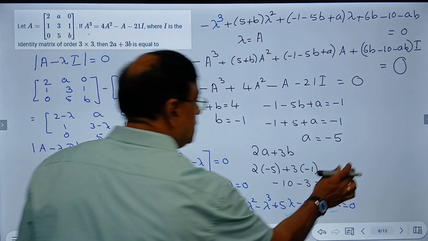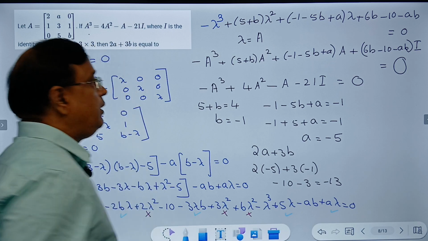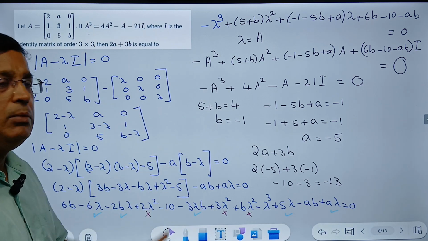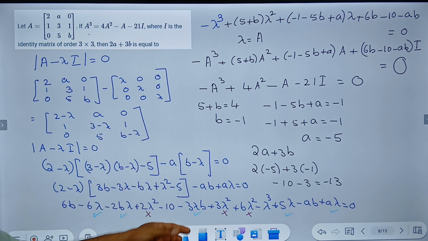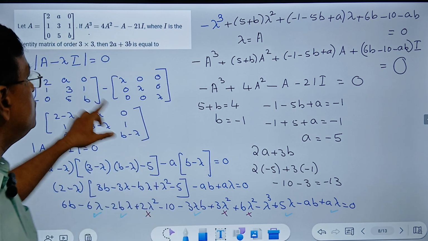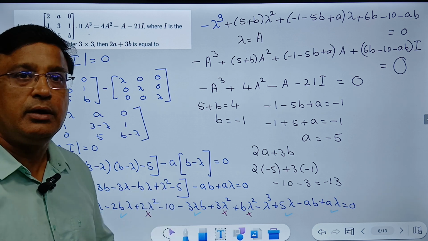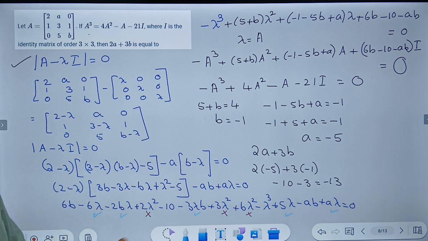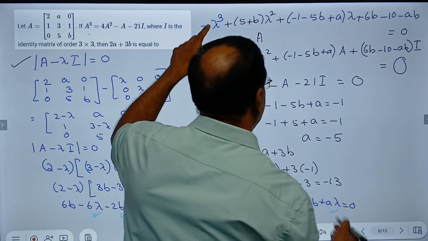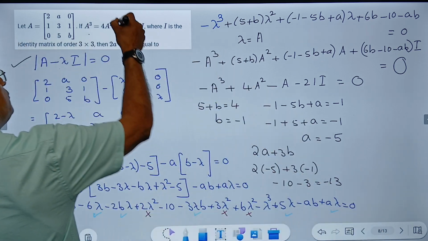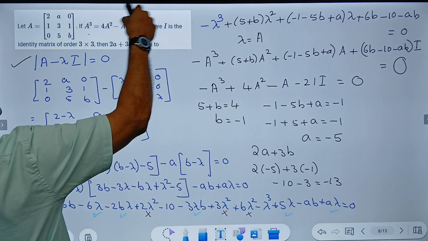Minus 13, sorry. So I hope this is clear, but there's another way to do this problem. I'll give you the formula. You can also try that shortcut. This is slightly lengthy, where I used a new idea of characteristic equation, which many people may not know if you are only going through CBSE. So this is a very powerful equation from characteristic equation, how to solve it. Otherwise, finding A cube, A square and simplifying it takes time.